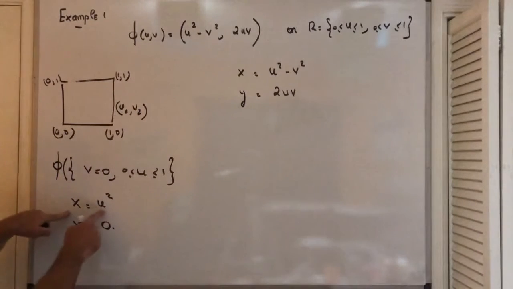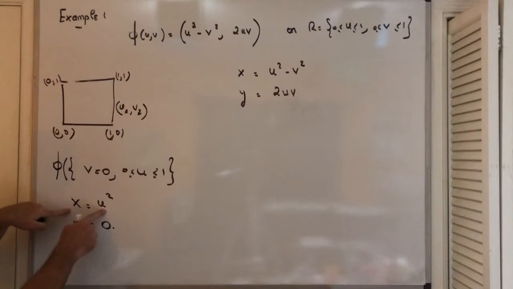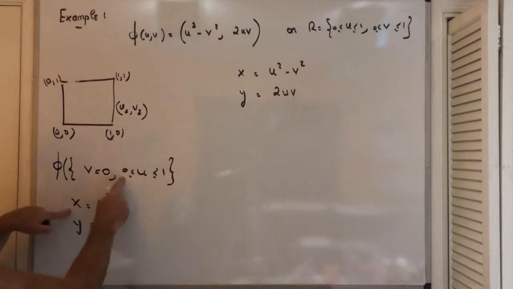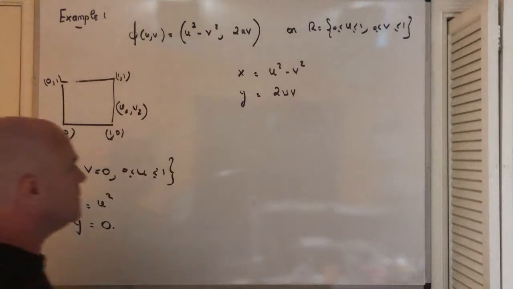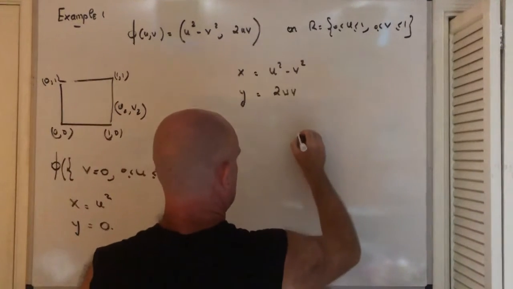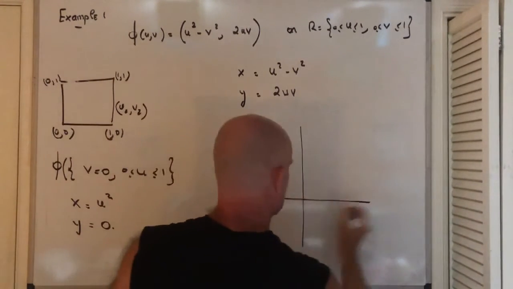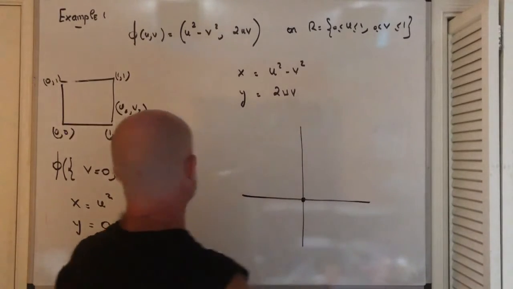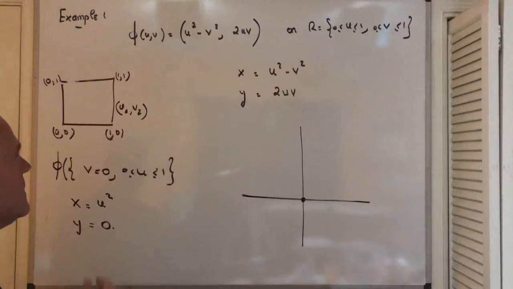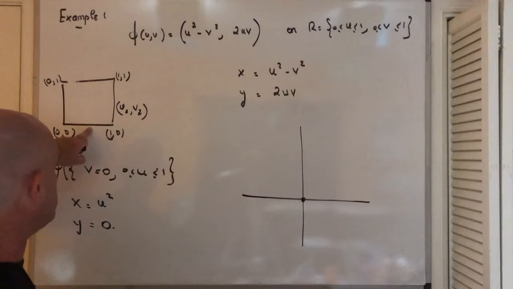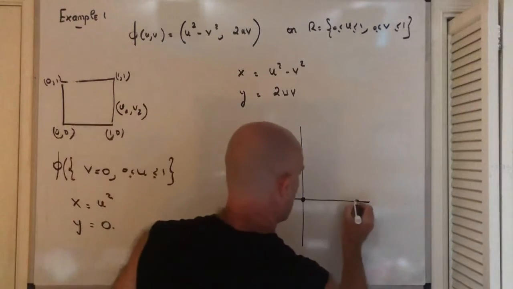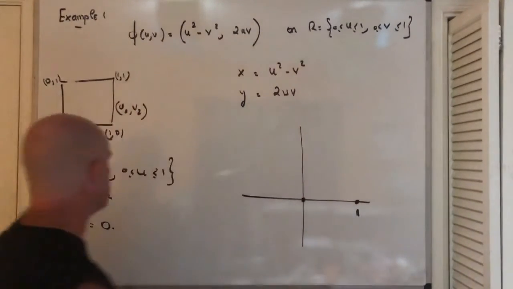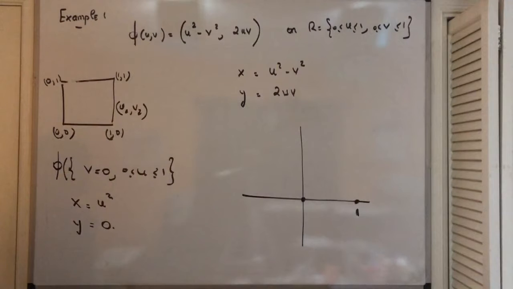But you see that x varies between what? Since u varies between 0 and 1, x varies also between 0 and 1. So we have something like this. Let me draw it like this. So this is the origin. And this segment is mapped onto this segment, 0 to 1, precisely. Right, so that's one thing.